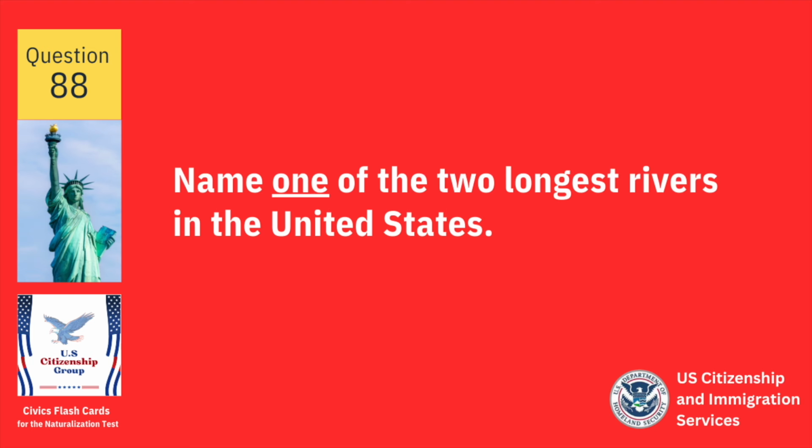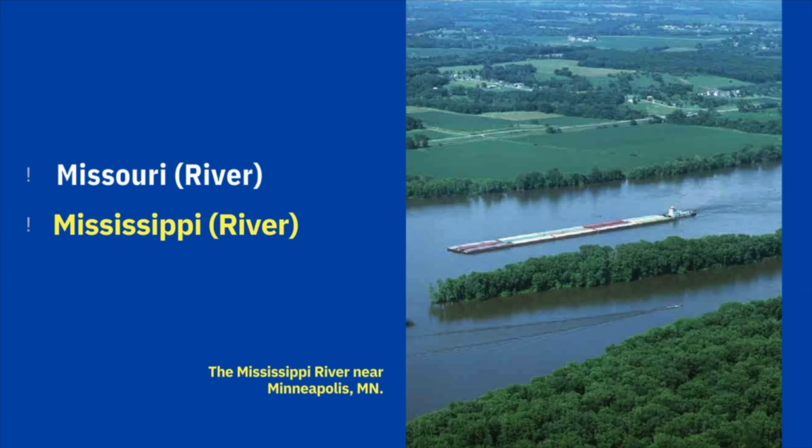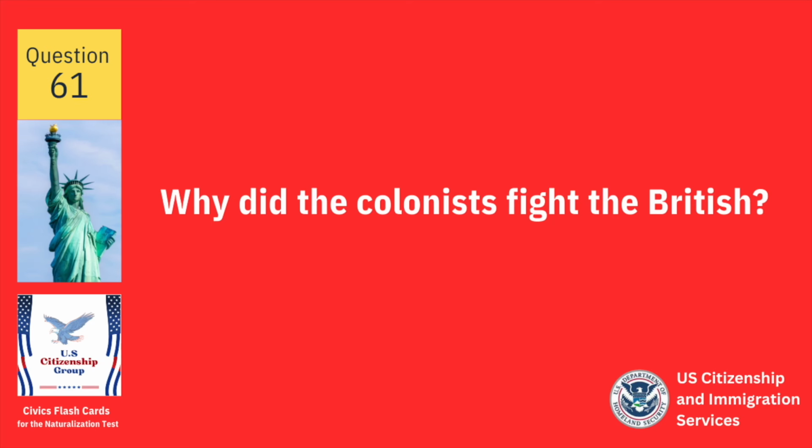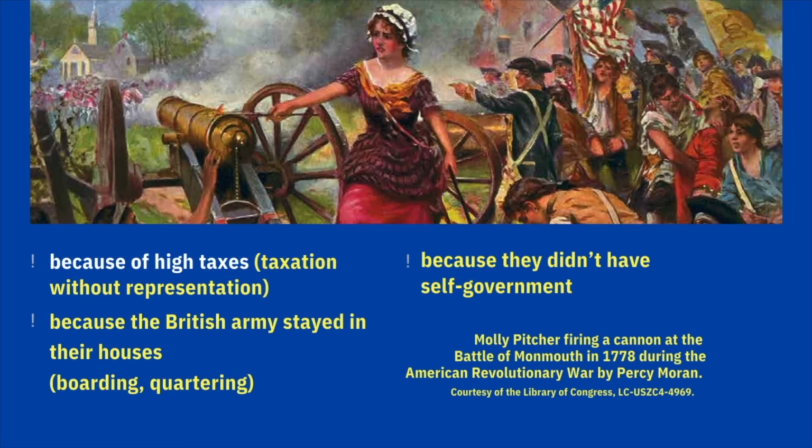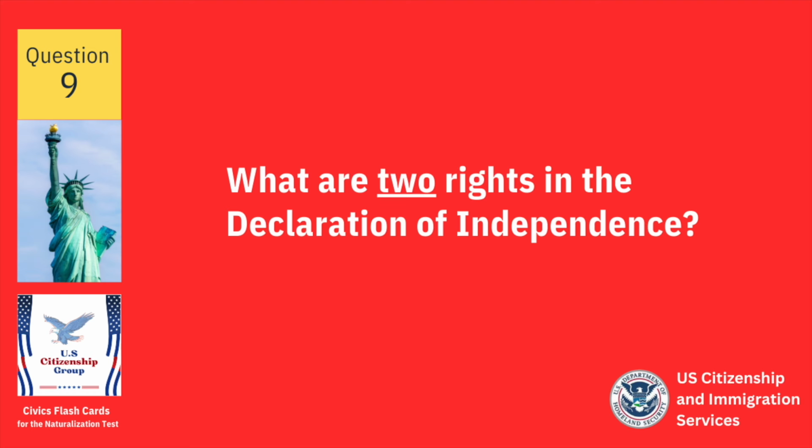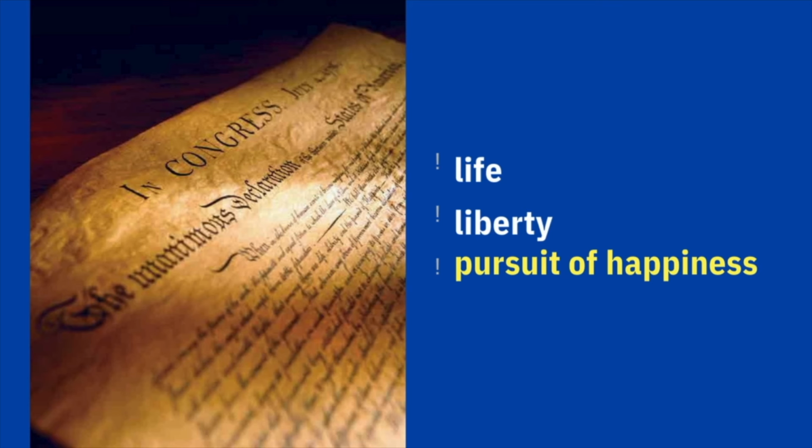Name one of the two longest rivers in the United States. Missouri River. Why did the colonists fight the British? Because of high taxes. What are two rights in the Declaration of Independence? Life, liberty.